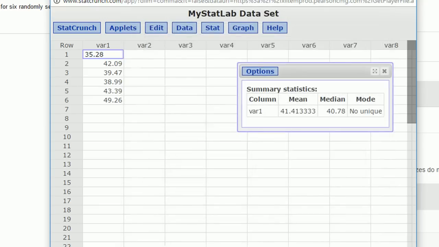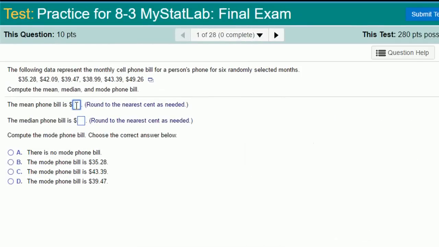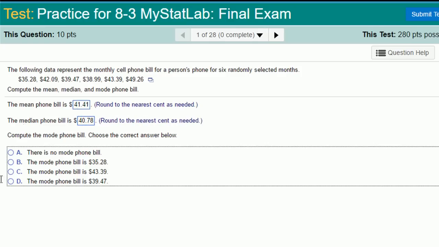Compute. Here we have mean, median, mode. So type it in. We need to round to the nearest cent. So 41.41, 40.78 for the median, and for the mode, there is no unique mode. For 6 numbers, that's not surprising. Let's go on to the next problem.